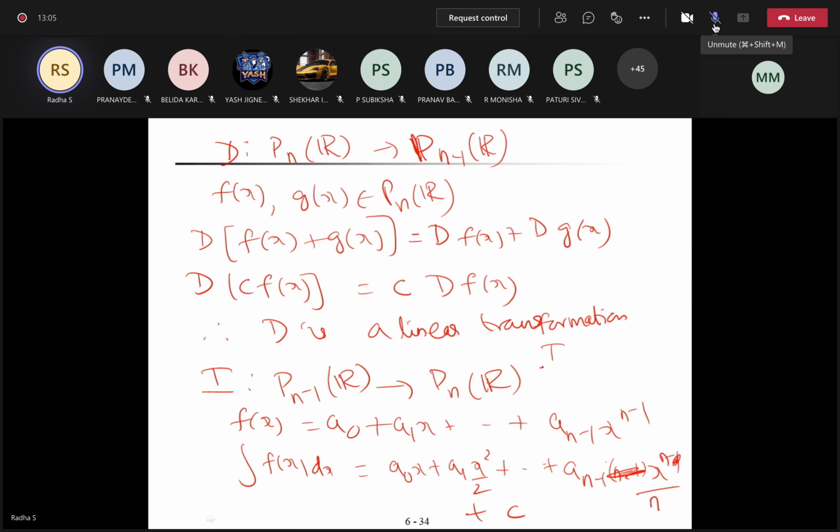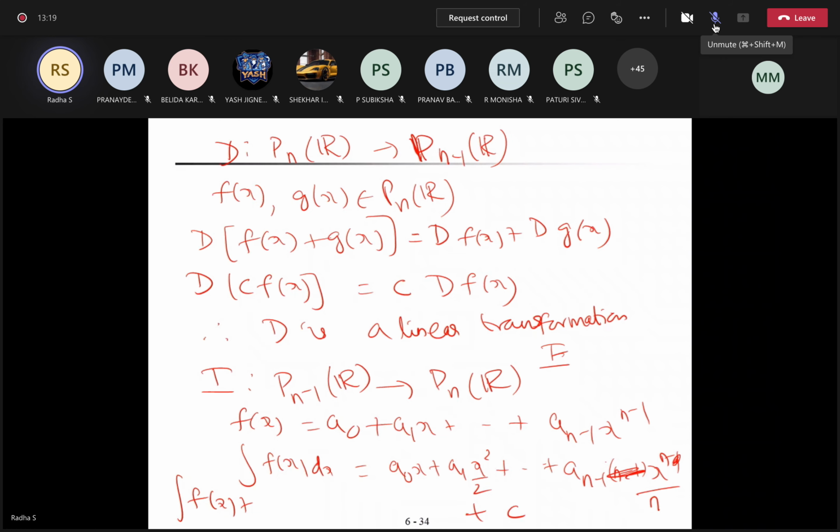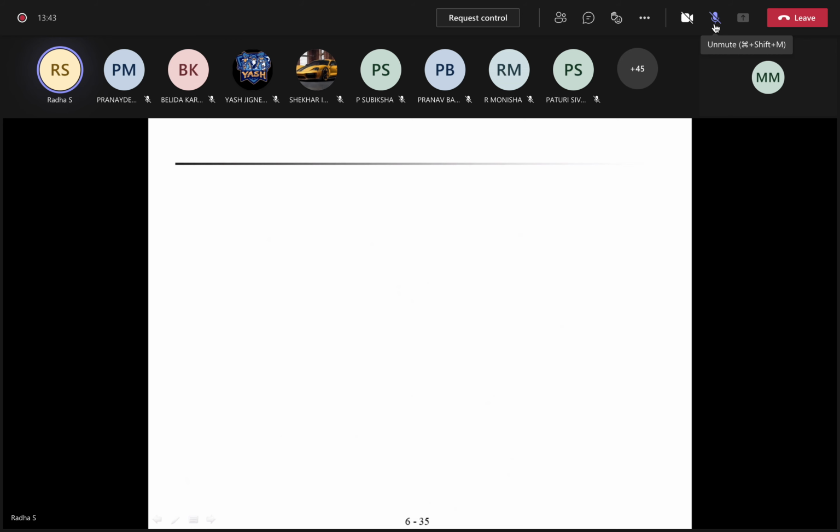So again you can write integration of this one. Integration of f of x plus g of x. Actually, I should not write simply integration, it is from 0 to x. So it is a definite integral. So integral of f of x plus g of x dx is always equal to integral of f of x dx plus integral of g of x dx. So this is nothing but I of f of x plus g of x, and this is I of f of x plus I of g of x. Same will apply for C also, very simple.